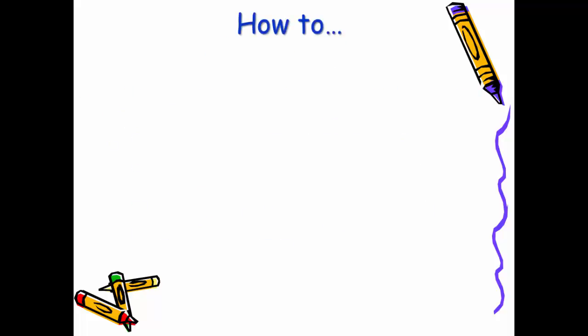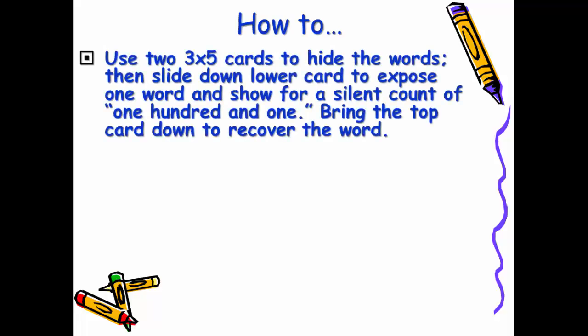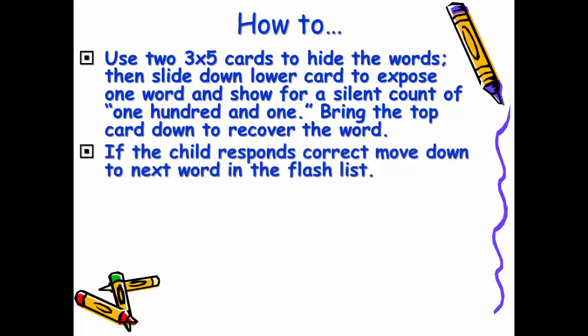Keeping in mind that the highest grade level at which the child receives 100% on the flash becomes your starting point. So how do you do the word list? You have two 3x5 cards, and you place them so that the word is hidden. Then, using the lower card, you slide that card down to expose the word, and you show it for the silent count of one-oh-one. So slide down, one-oh-one, cover. Down, one-oh-one, cover. All right, so that's how you do the flash.